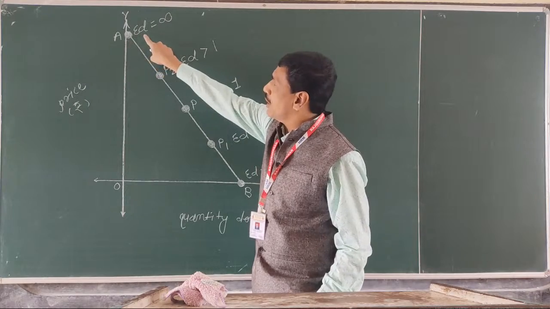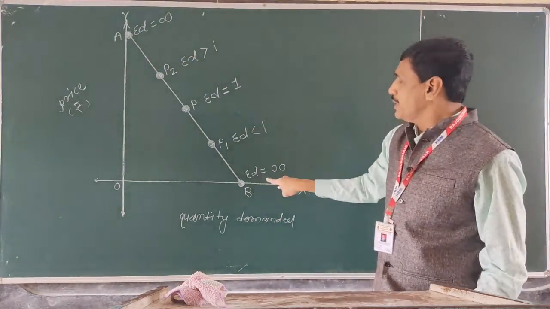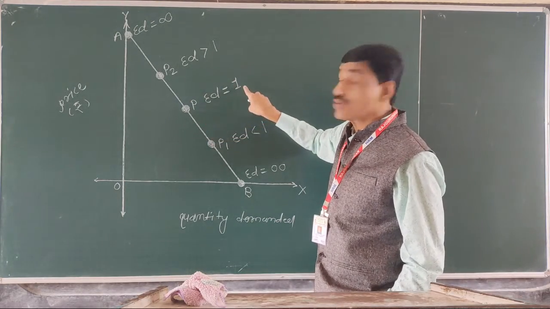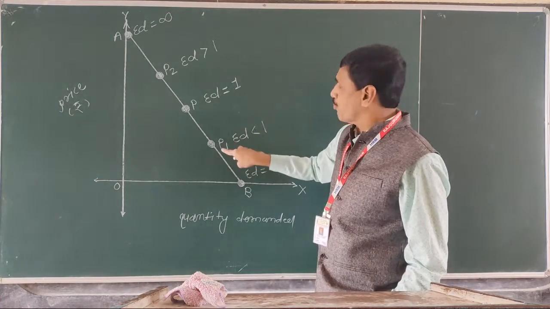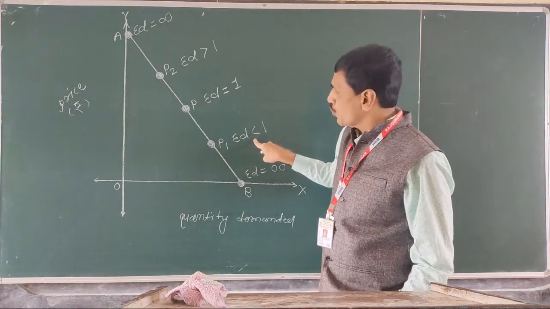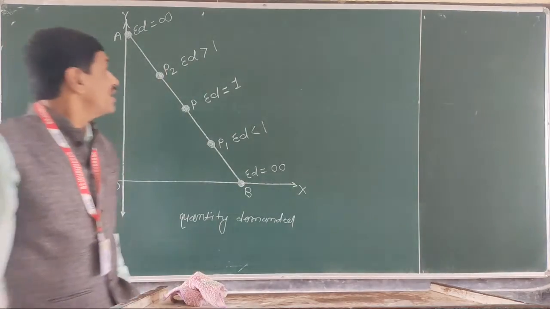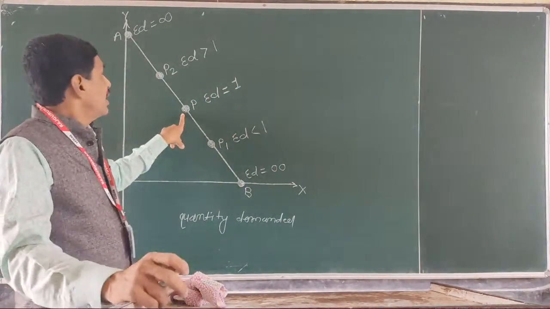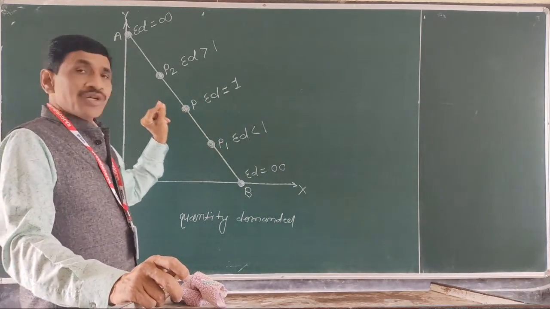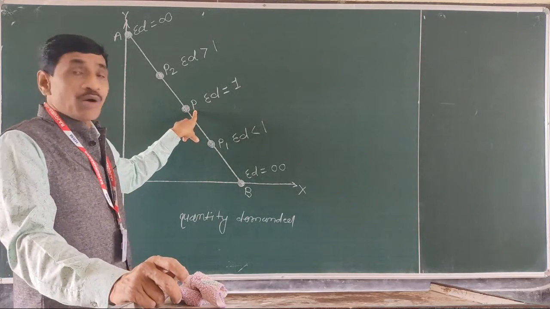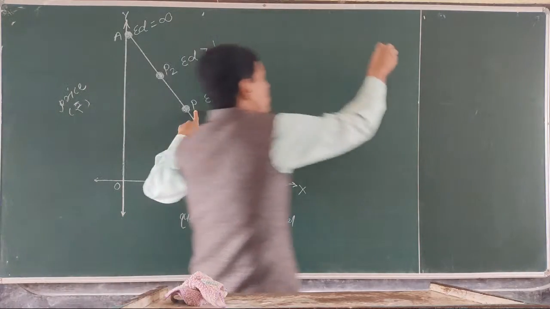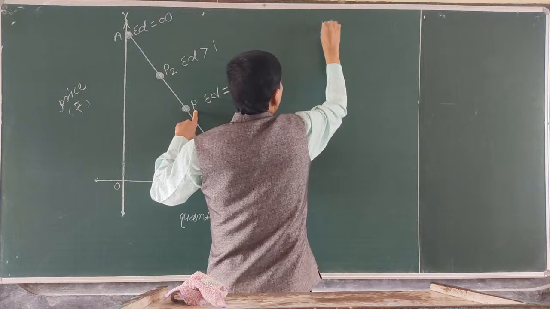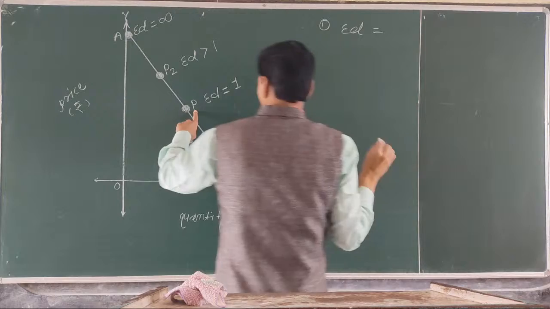So at point A, ED is equal to infinite, and at point B, ED is equal to 0. At point P2, ED is more than 1, at point P, ED is equal to 1, and at point P1, ED is less than 1. So how do we calculate the elasticity of demand with the help of this diagram? First we calculate the elasticity of demand at point P on the demand curve.